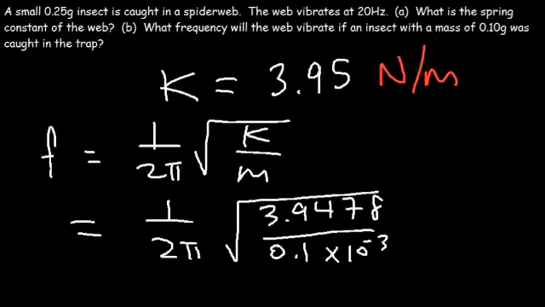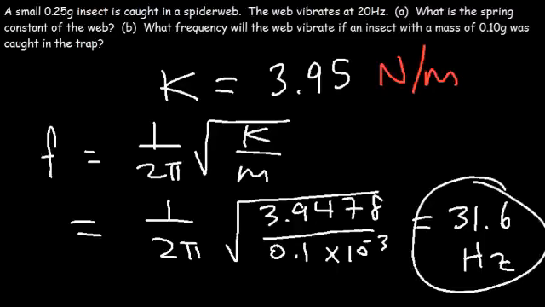So 3.9478 divided by 0.1 times 10 to the minus 3, that's 39,478. If you take the square root of that, you should get 198.69, and then divide that by 2 pi. And this will be equal to 31.6 hertz. Now, you can get the same answer even if you don't have the value of K. And let me show you.